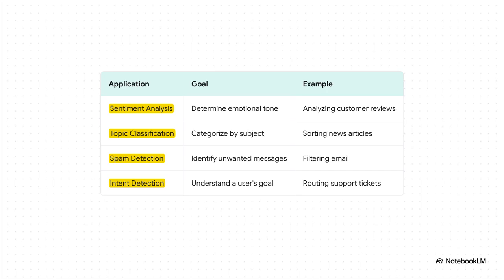And this isn't just some abstract theory, right? This process is everywhere. It's behind sentiment analysis, which tells companies if your review is happy or angry. It's used for topic classification to sort news articles into sports, politics, or tech. And yeah, it's the unsung hero of spam detection. It can even figure out a customer's goal in a support ticket to get them to the right person faster.